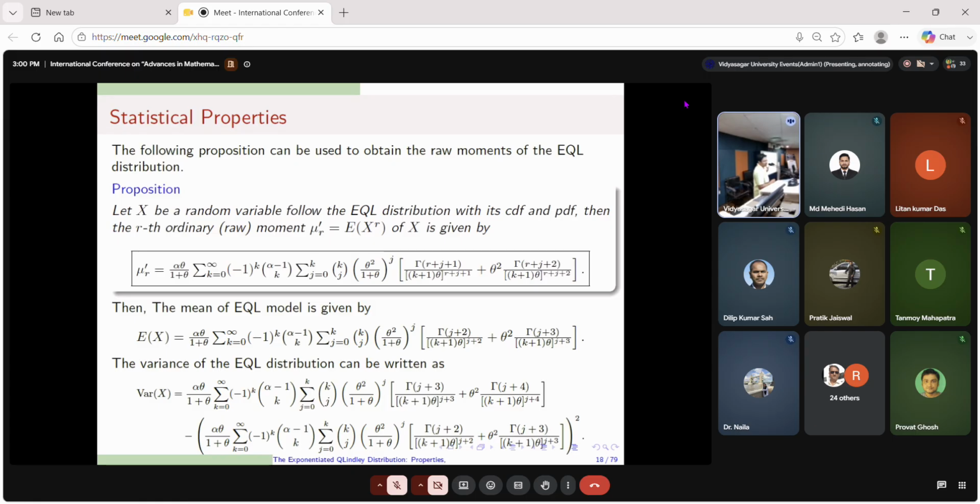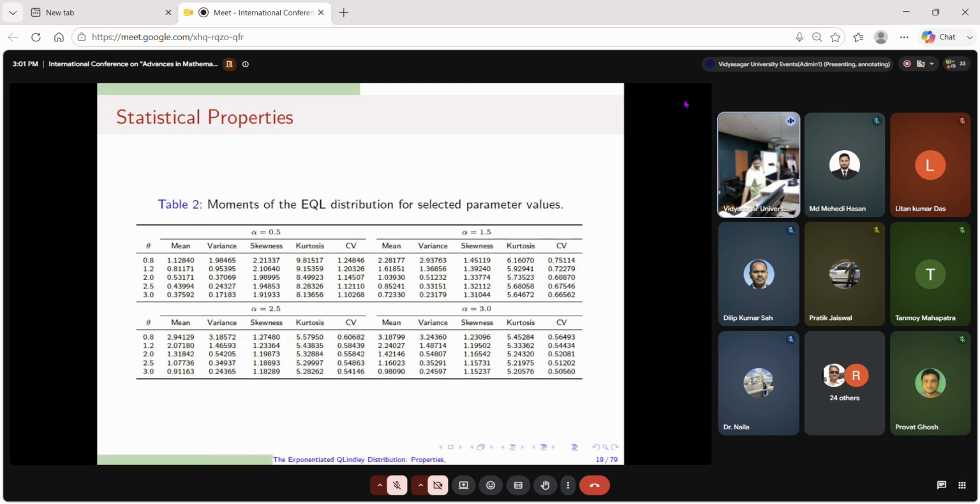Though it looks like a very complex form, and we are not able to get a simple closed form, we are able to actually capture the numerical values of the same. So these are some numerical values of the proposed model. Proposed model means the proposed moments of the particular proposed distribution.